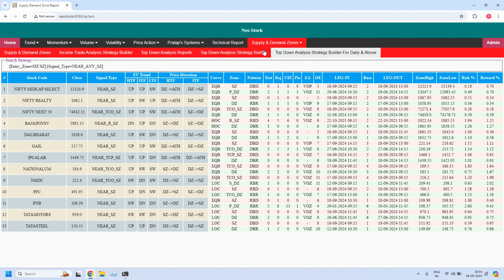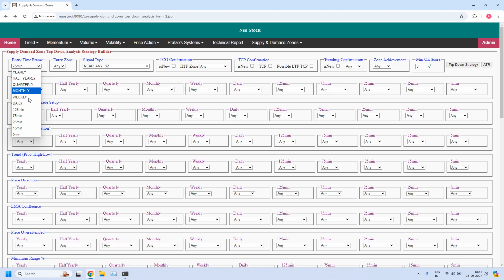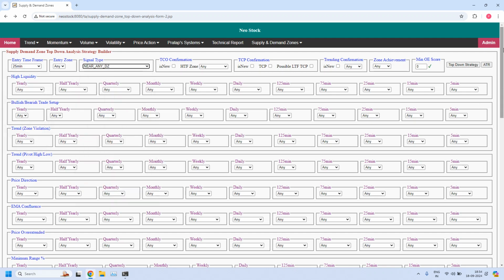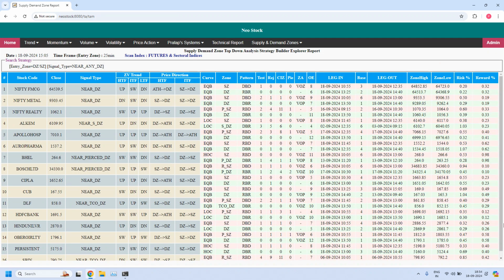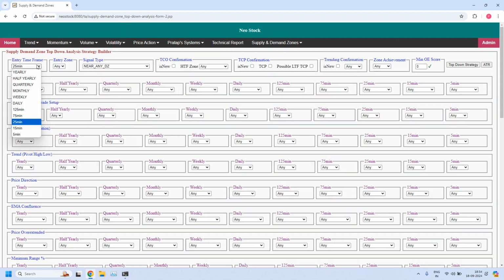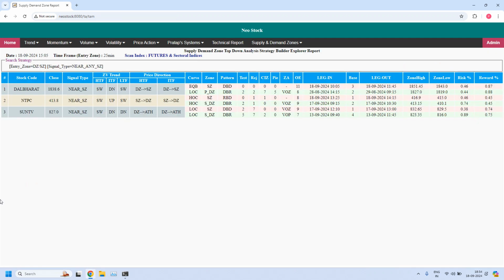Okay, next time frame is 25 minutes. So let us identify the stocks near 25 minutes demand zone. So total 16 stocks are filtered. Next, for 25 minutes time frame, let us find the stocks near 25 minutes supply zone. 3 stocks are filtered.